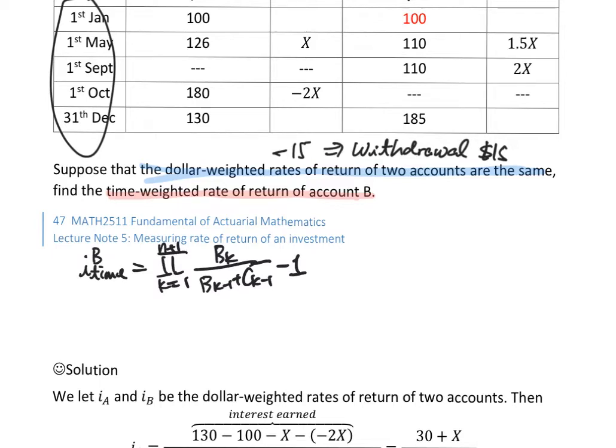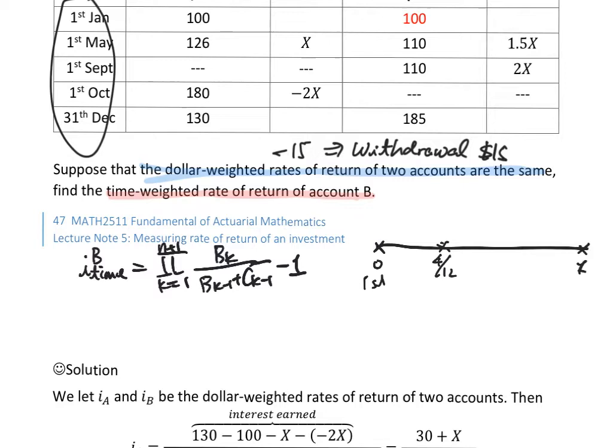Okay, now here for account B, there are 2 activities over this 1 year time horizon, right? One is in the 1st of May, right? So which is what, at the time after 4 months.